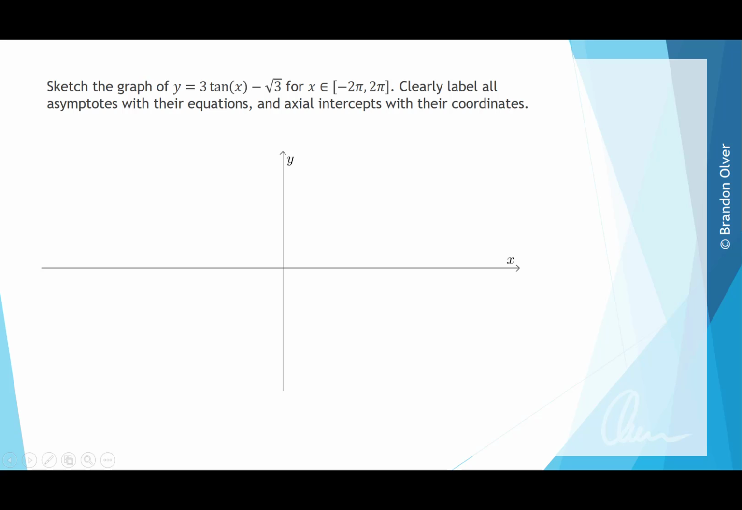Sketch the graph of y equals 3 tan of (x minus root 3) for x is an element of negative 2 pi to 2 pi. Clearly label all asymptotes with their equations and axial intercepts with their coordinates.